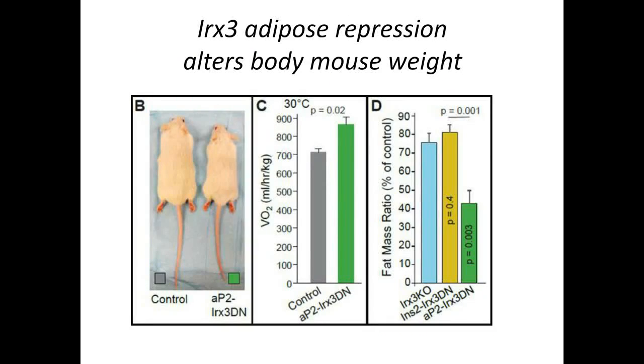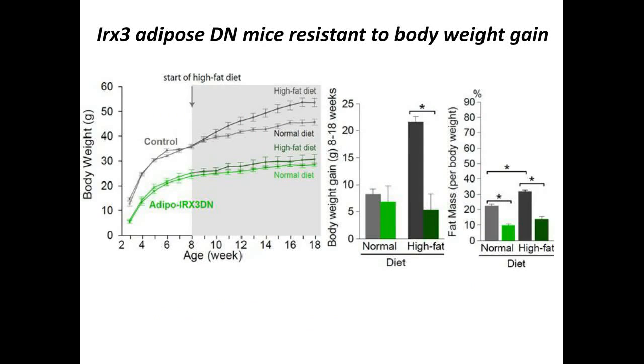In mouse, downregulation of IRF3 has very strong anti-obesity phenotypes, which are much stronger than the same repression in brain, indicating that this variant is acting and these genes are acting primarily in adipocytes. And these mice lose the ability to gain weight even in a high-fat diet.